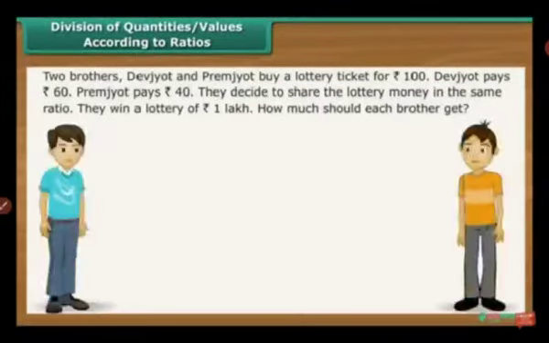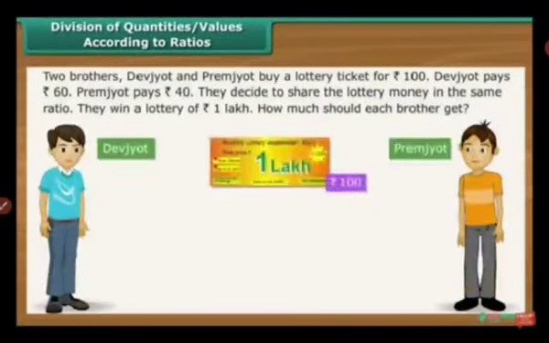Two brothers, Devjot and Premjot, buy a lottery ticket for rupees 100. Devjot pays rupees 60. Premjot pays rupees 40. They decide to share the lottery money in the same ratio. They win a lottery of rupees 1 lakh. How much should each brother get?